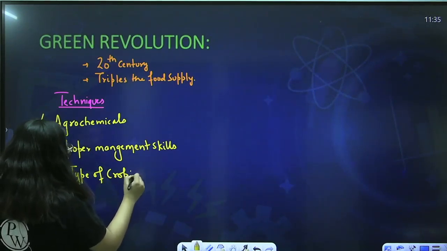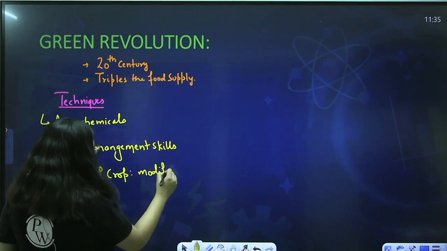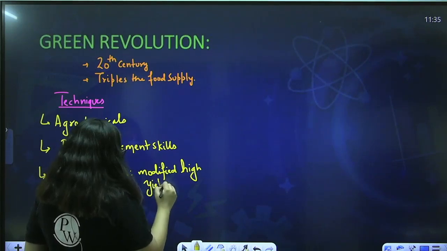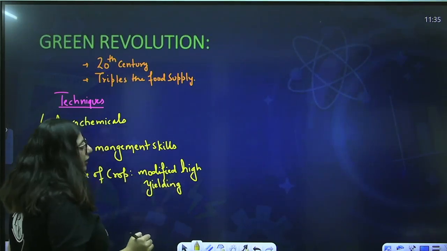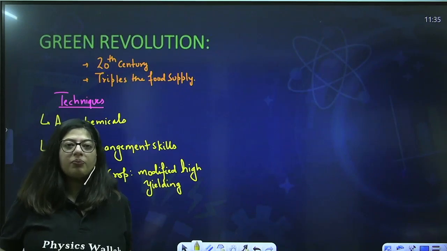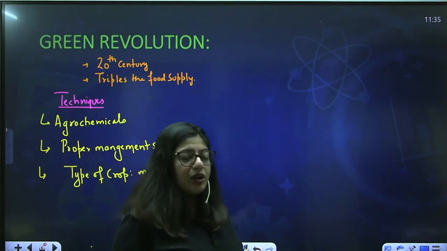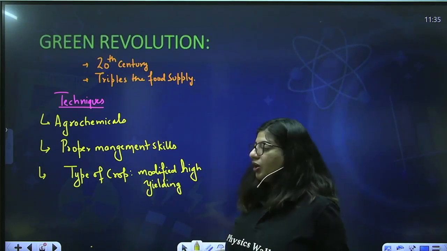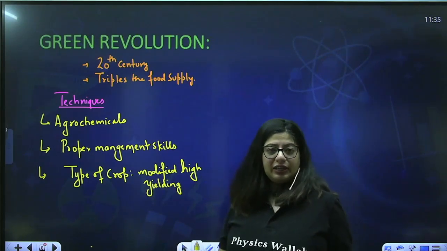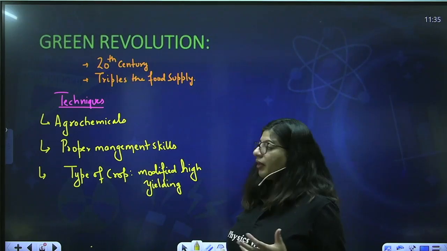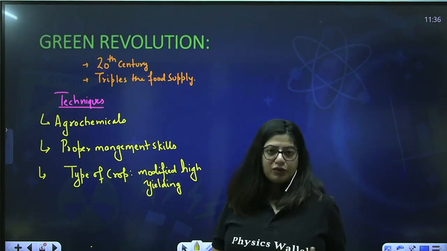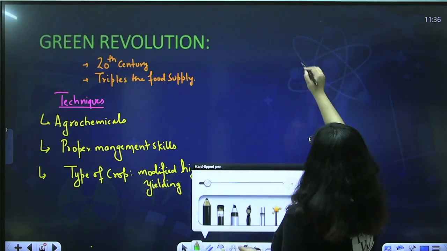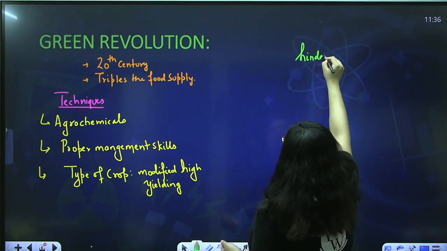The crops used were modified. They were modified to be high yielding. Because they were high yielding, they were able to cope, multiply faster, and give you the amount of food. All right. Now, these techniques were used, and as a result, the Green Revolution was a success. But still, it has a lot of drawbacks. It has some hindrances. Now, what are the hindrances?